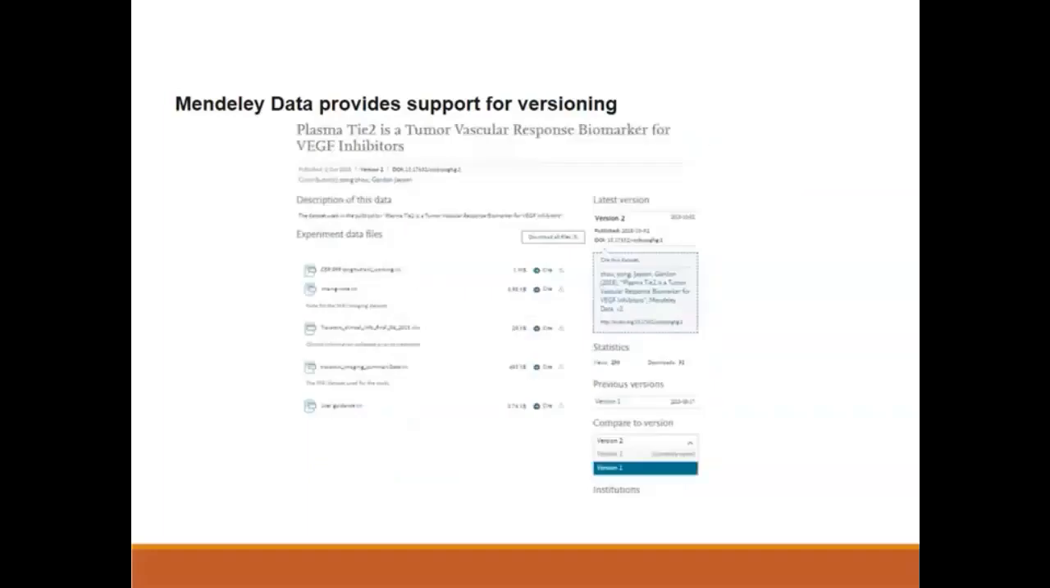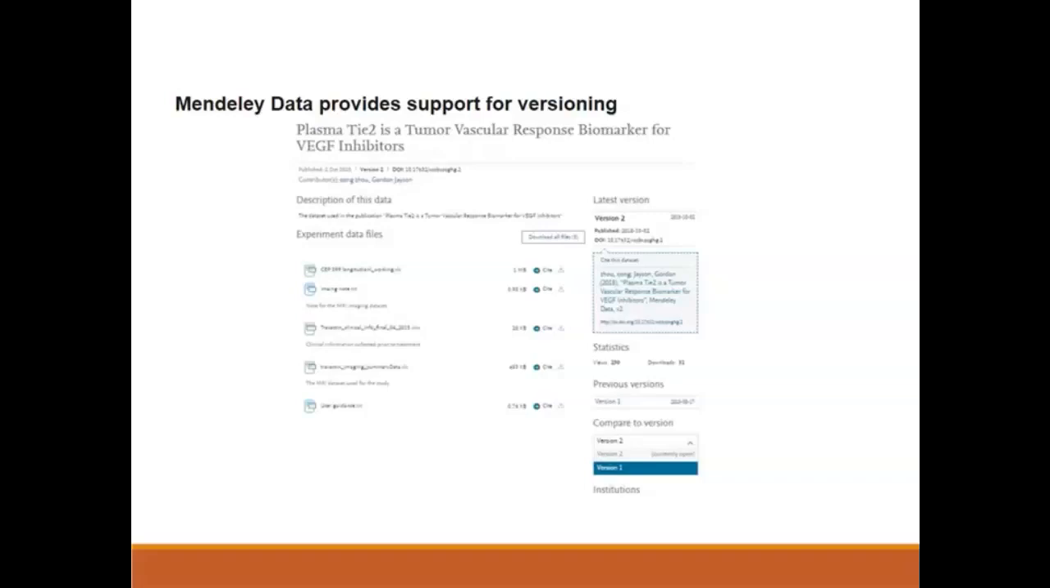So if I click on this data set, what I can see here is that there are a number of experimental data files associated with it. There's a description, and then underneath the DOI, which has been assigned, there are different versions. And above that are some statistics showing the number of views and the number of downloads. So this seems to be a popular data set. But I can also see that there's version 2.